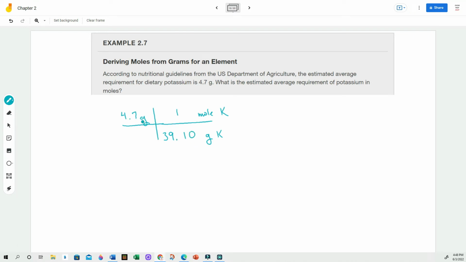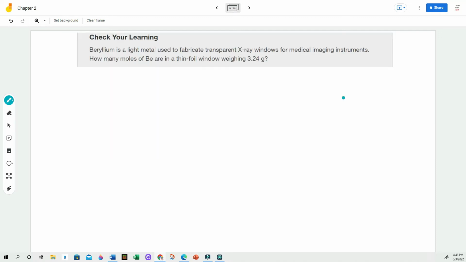39.10. And then I simply divide here, and what you can see is that my grams have canceled and I am left with moles in my answer, which is exactly what I wanted. So that will give me 0.12 moles of potassium. Now on to the check your learning.